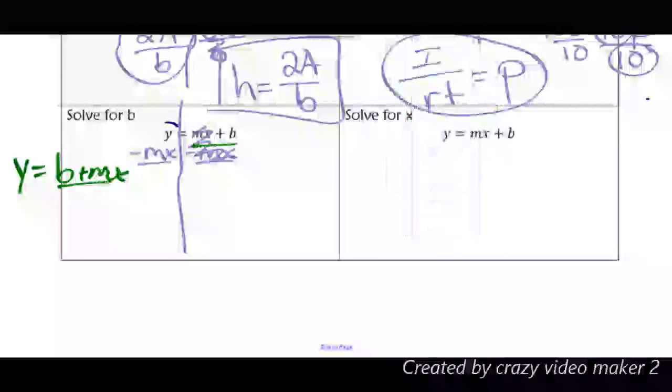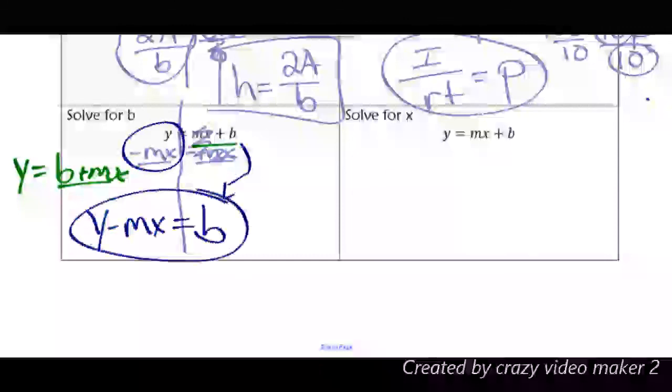So I'm subtracting mx, it cancels out on the right side. On the left side, I just write this as an expression. y minus mx equals b. And that tells me I'm done once the variable that I'm interested in is completely by itself.